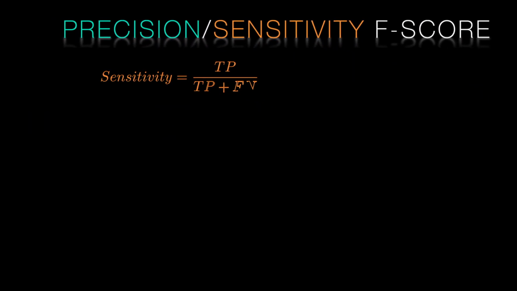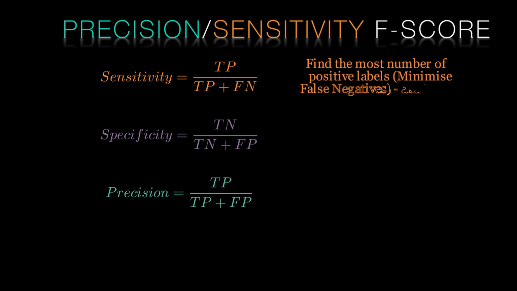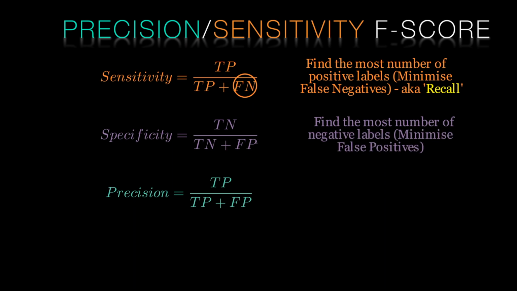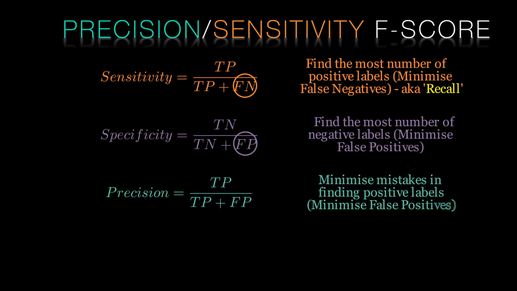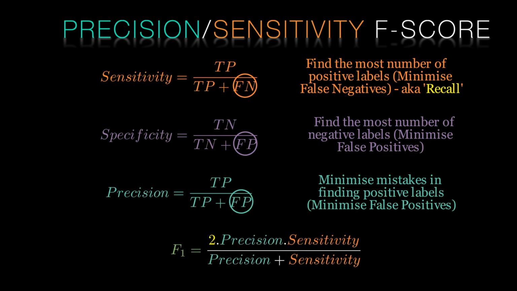Precision and sensitivity are often combined to produce a single metric. Here we write out the equations for our sensitivity, specificity, and precision scores. To maximize sensitivity, we want to minimize false negatives. To maximize precision, we want to minimize false positives. The F1 score is a combination of the two. Actually, it's the harmonic mean, which is twice the product divided by the sum of the precision and sensitivity. The F1 score is a very useful heuristic to compare different models.